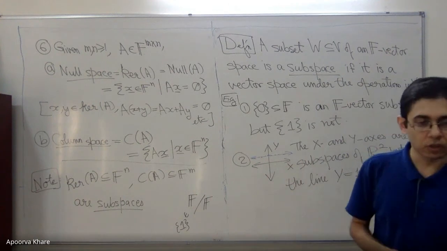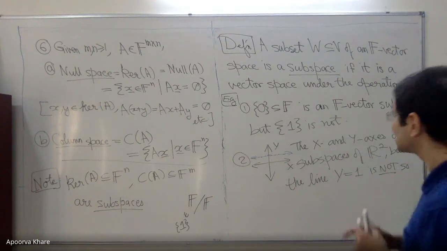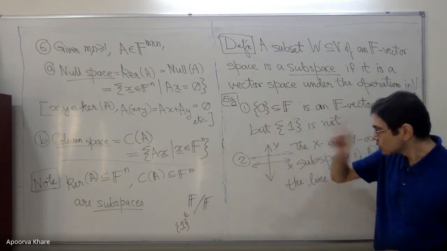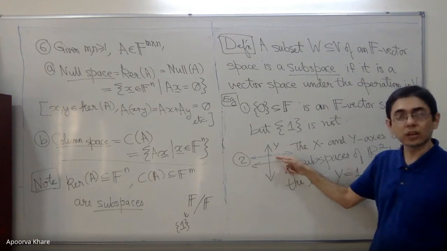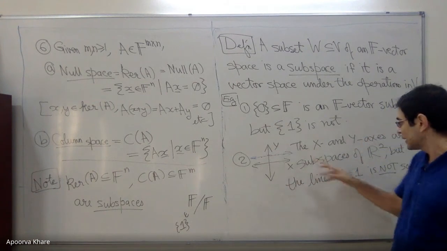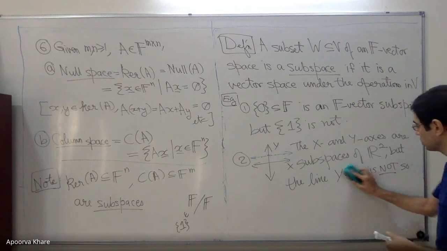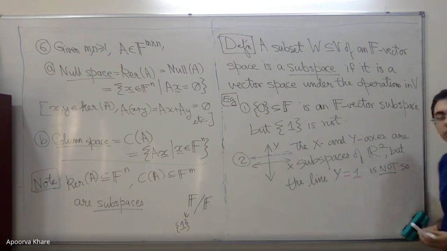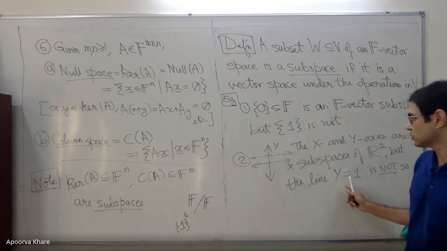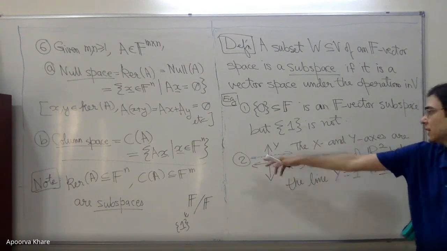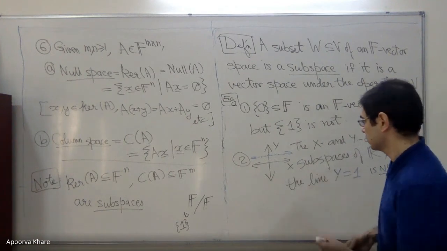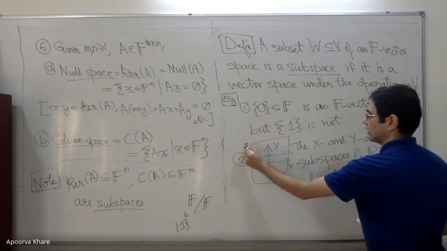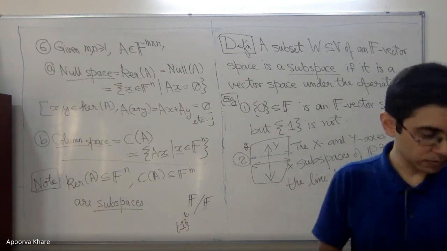So you're shifting. The idea is you're not having the same operations, you're not having the same elements. The 0 in this vector space R2 is not the 0 in this line, if you think of this line as a vector space. Therefore, this line is not a subspace. Maybe I should call this B. Okay, so this blue line, y equals 1, is not a subspace. But of course, the x and the y axis are subspaces of R2. So that's an example again.